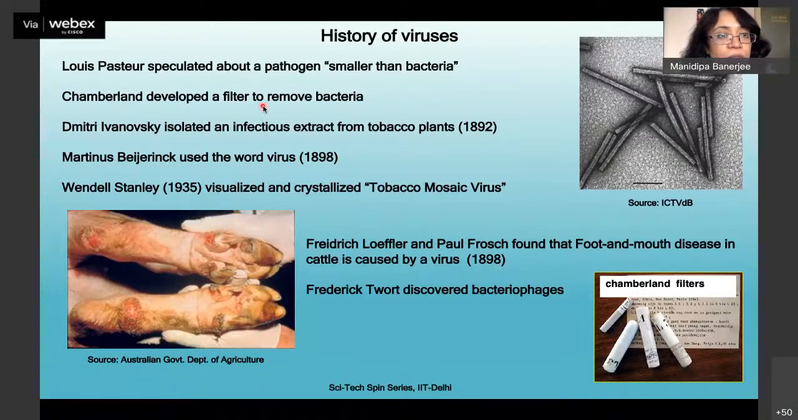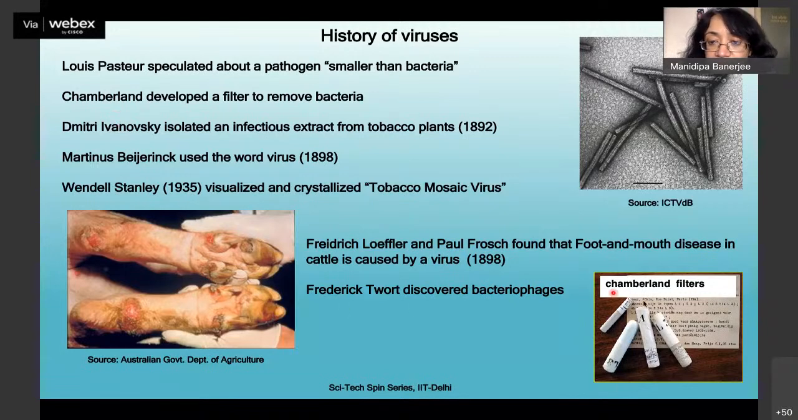So Louis Pasteur, who was a very well-known scientist, speculated that there must be a pathogen which is smaller than bacteria even, because at that time bacteria were discovered, and they were known to cause diseases. Pasteur speculated that there must be a pathogen which is even smaller than bacteria, but is capable of causing deadly diseases. And if that were the case, if size is the main difference between bacteria and viruses, then some kind of filtering method would separate the bacterial pathogens from the viral pathogens. So there was a scientist called Chamberland who developed a filter which would remove bacteria but leave viruses. And that was one way.